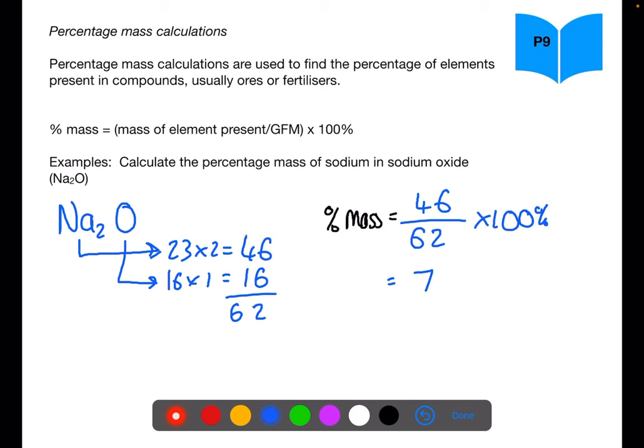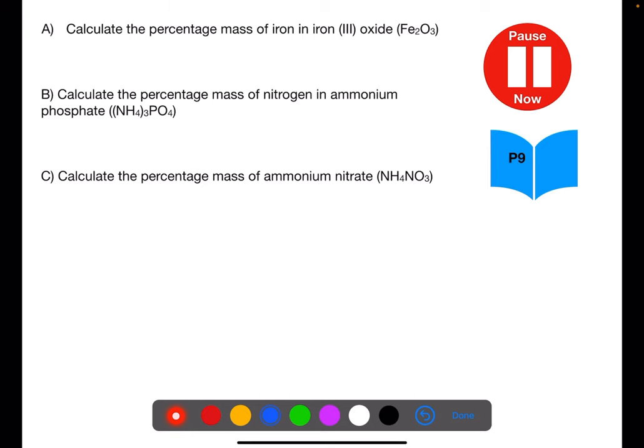This gives a percentage of sodium as 74.2%. It's important that you take into account that there are two sodiums present within the sodium oxide formula. Pause the video now and try these examples.